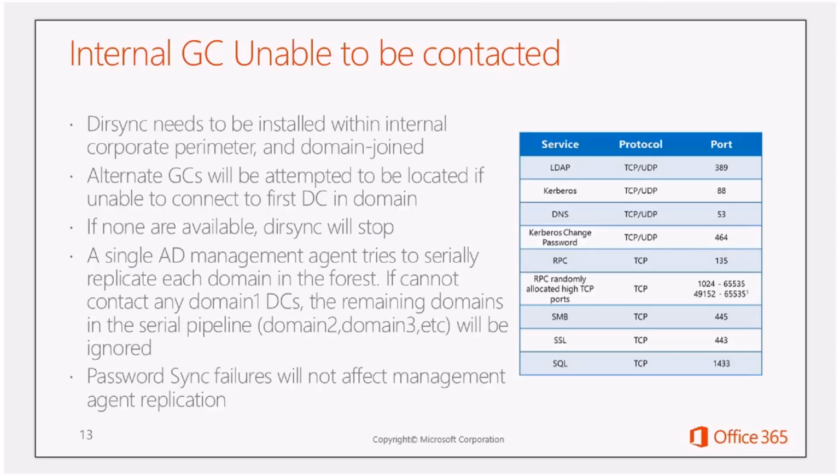Also, if you have a multi-domain forest, DirSync will try to serially replicate domain controllers from each of your domains. So let's say you've got 10 domains in your forest. DirSync tries to hit domain 1, and it has a problem communicating with any domain controller within domain 1. DirSync at that point will fail to replicate all of the subsequent domains. Therefore, domains 2 through 10 will not have any of their changes replicated, even though their DCs are actually able to be connected by the DirSync appliance.